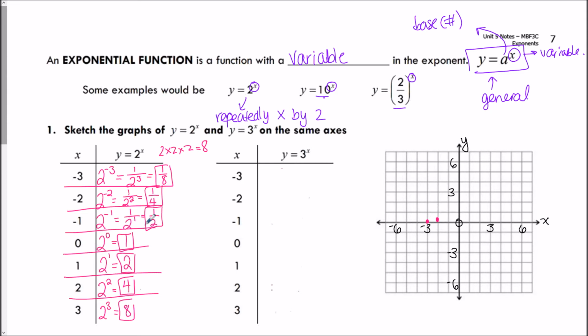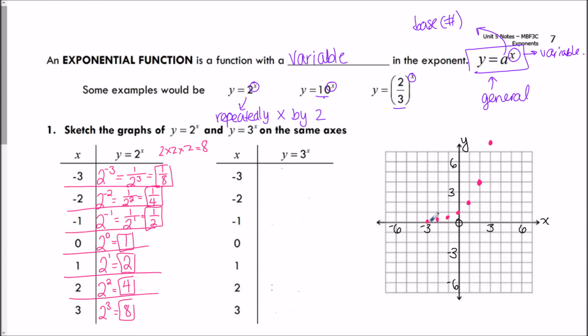The next one is -1, 1/2. So I'm going to go to -1 and I'm going to go halfway up. Okay. The next one is 0, 1. So I'm going to go to 0 and 1 and plot that out. Then I have 1, 2. So I'm going to go to x equals 1 and y equals 2. Then I've got 2, 4. So I'm going to go to 2 and then up 4 right here. And then my last one is 3, 8. And it's slightly off, but that's okay. We'll just put it right here, 3, 8.